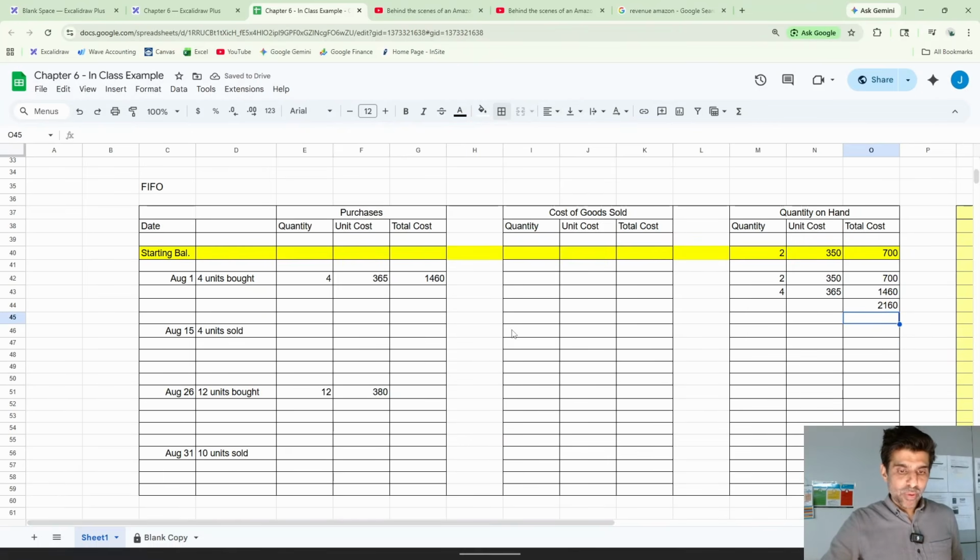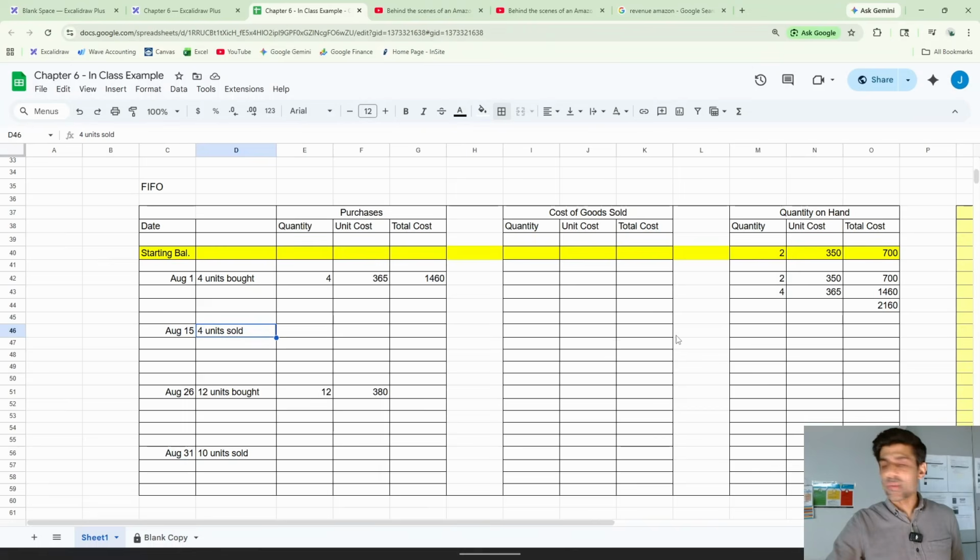Okay, so we're selling 4 units. So again, we're now moving to this section because it's a cost of goods sold calculation. First in, first out. We're going to start with the oldest units, this oldest layer. We're going to take as many units as we can out of this.